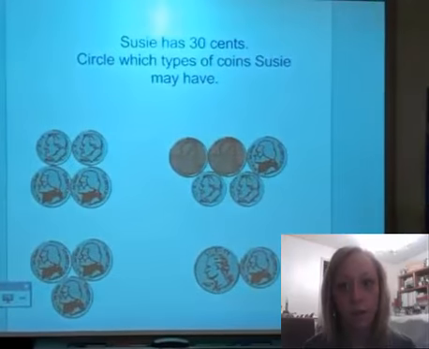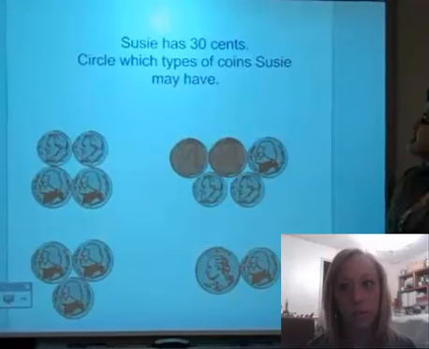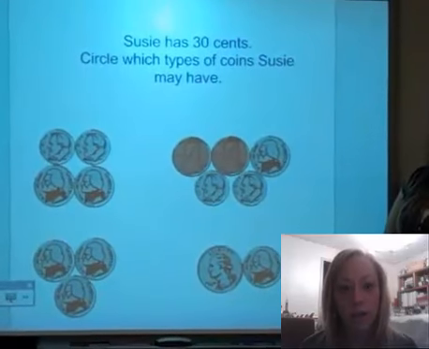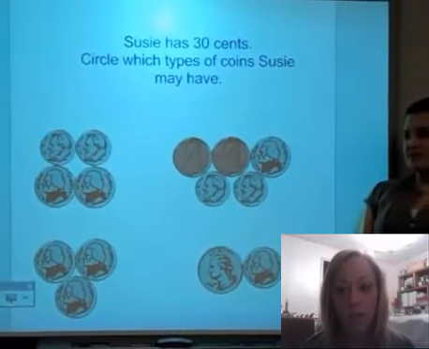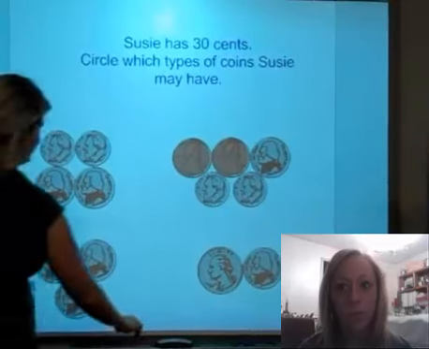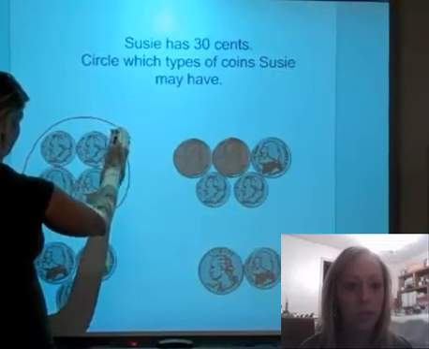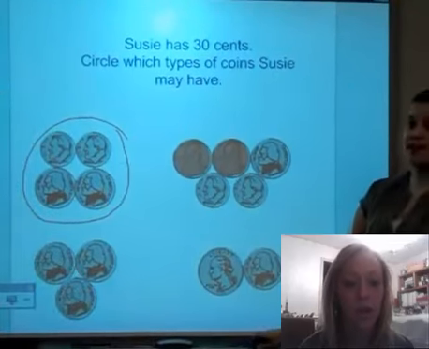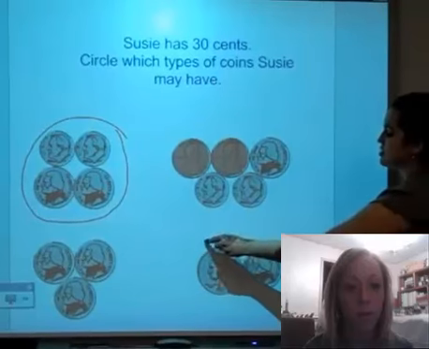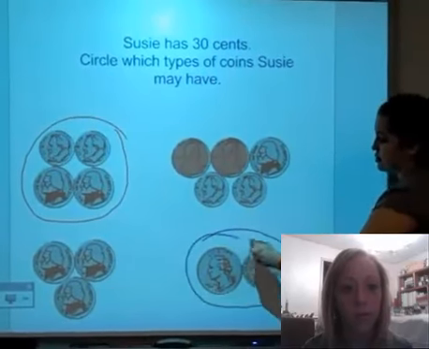This page is another page for some advanced students. They get to interact with the word problems. They would circle which groups of money equal a certain amount of money. For this situation, there were 2 groups of money that answered the problem. There were 2 groups that equaled 30 cents.